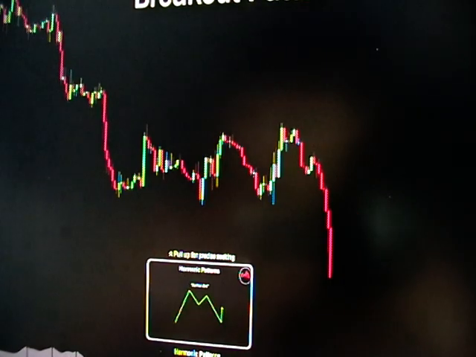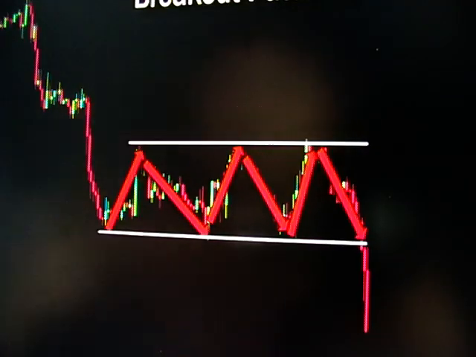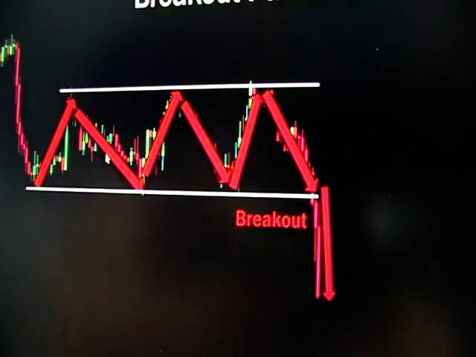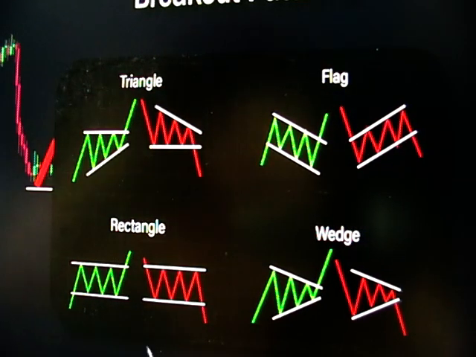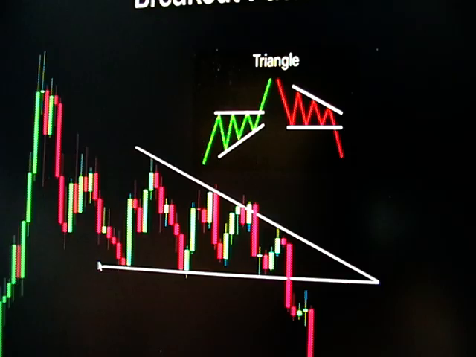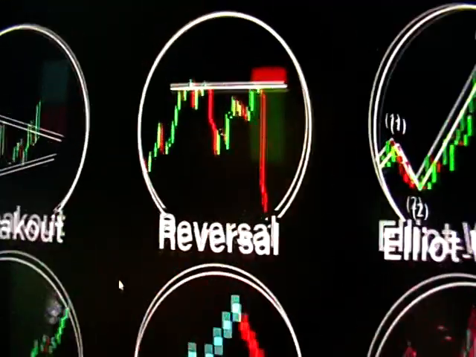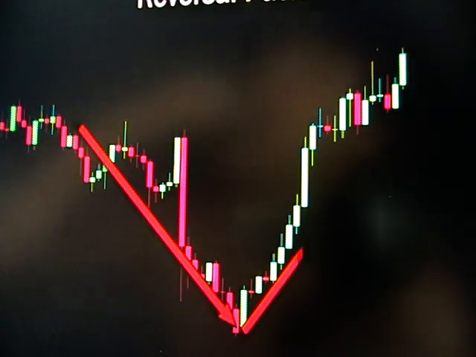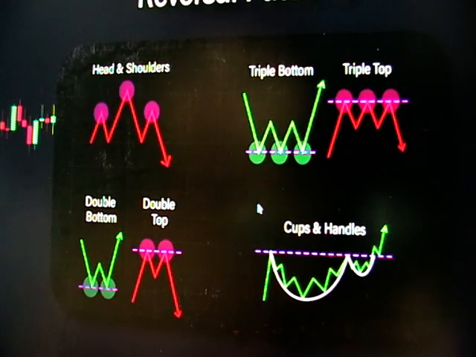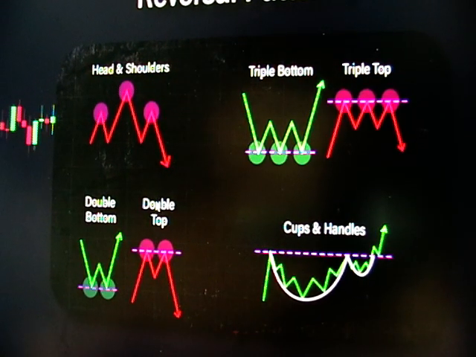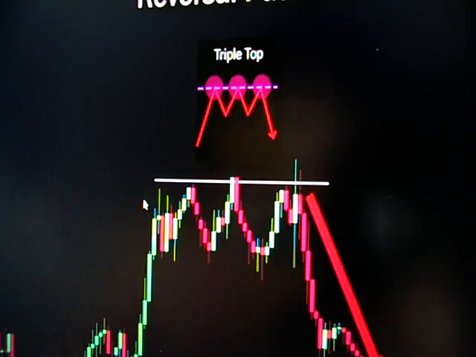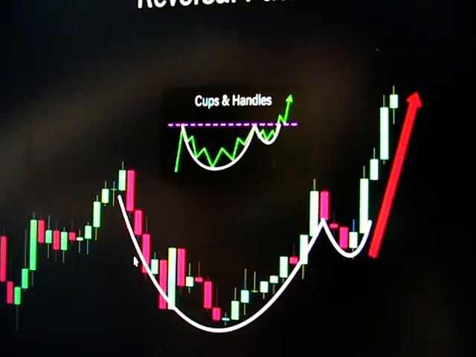For example, here we can see that the price is consolidating. Then, it suddenly moves sharply to the downside. This is called a breakout. To take advantage of this, traders could use specific patterns as a guide to identify breakouts before they happen. Most notable breakout patterns includes wedges, triangles, and the rectangle pattern. Reversal patterns. It is when price moves in the opposite direction of the current trend and forms a counter trend. Specific patterns could be identified in a chart which could help traders predict reversals before they happen. Most notable reversal patterns are double top and bottoms, triple top and bottoms, head and shoulders, cups and handles.